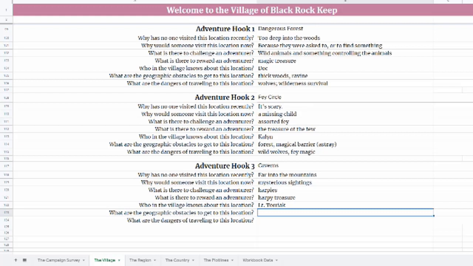So what are the geographic obstacles to get to this location? Since it's a cavern up in the mountains, I'm thinking that we're going to have some mountain climbing. And then the wilderness is also an obstacle to it. And the dangers along the way, we still have the wolves out there. But then there's going to be other mountain creatures that could be encountered as random encounters or planned encounters along the way to get to the caverns.